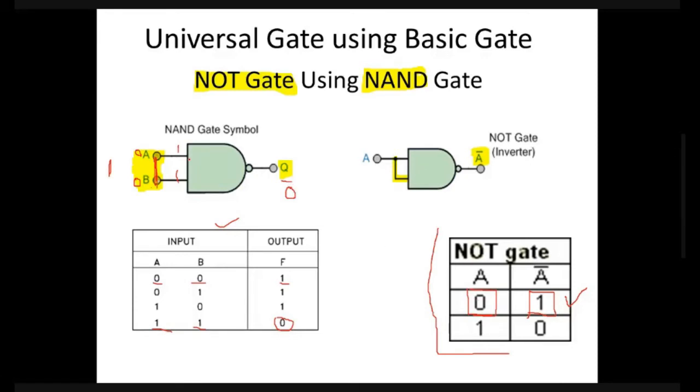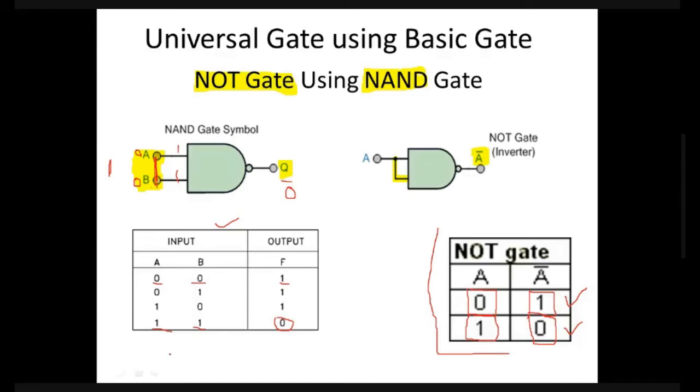Here we will check this output with the NOT gate. When we give the input 1 to the NAND gate, we take the output as 0. So our second input is also satisfied. That is, the second condition is also satisfied.